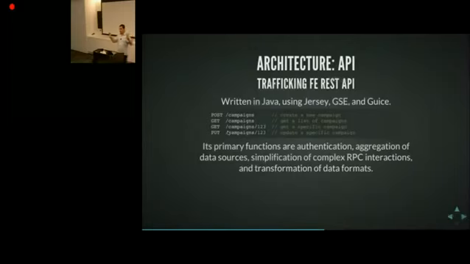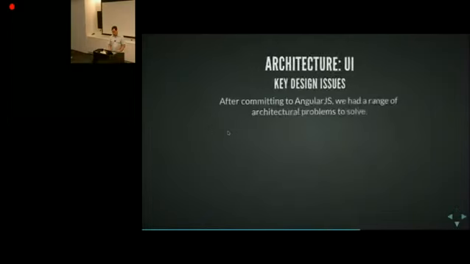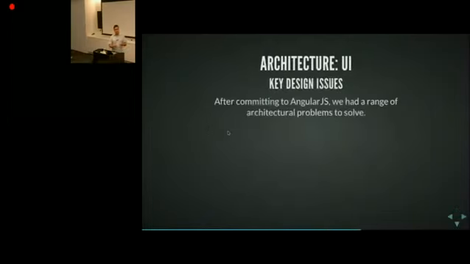And the key point is this REST API sits above the back end. It's part of the front end. And it gives us a bunch of different things. It gives us authentication, allows us to aggregate data, transform data. For example, our main backend is trafficking, but we also pull in data from reporting, from other integrations within Google. And the REST API is essentially that integration layer for that type of work. So above that, we have our UI. And there were a number of different design issues that we had to think through as we were building out this UI.